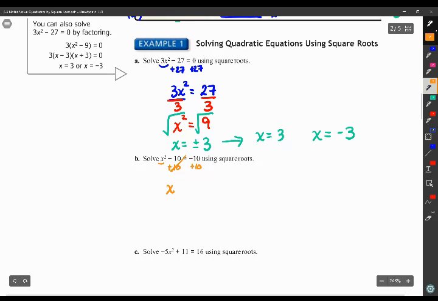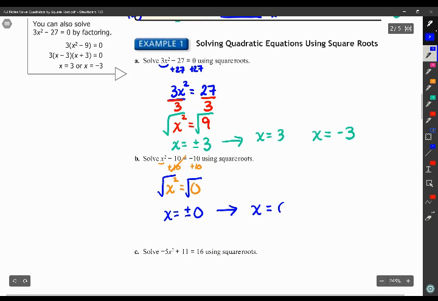So I get x squared is equal to negative 10 plus 10, which is 0. So there's step 1. Step 2 is we have to take the square root. So I square root, x is equal to, I drew the square root sign, so I get a plus or a minus, and the square root of 0 is 0.